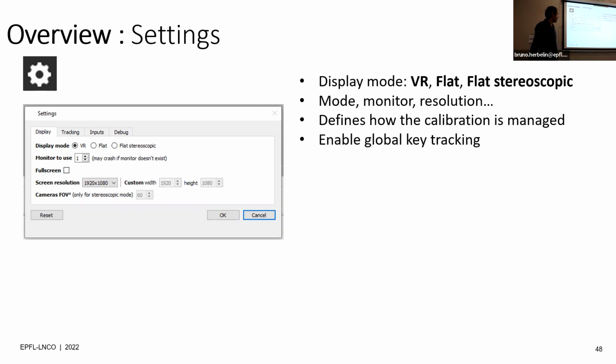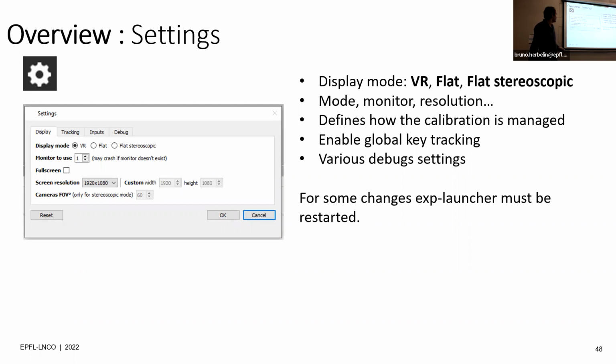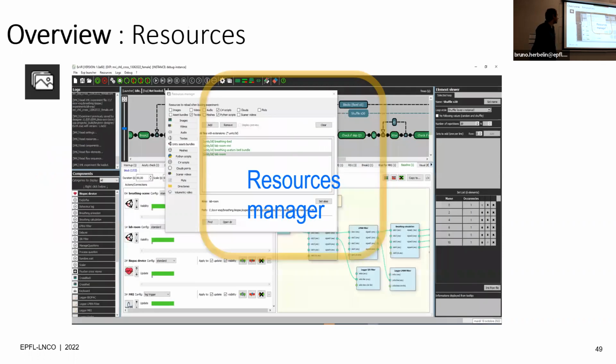You just need to be sure that the variation is configured. As I told you before, the global key tracking is a setting in debug, in inputs. I haven't enabled it by default because it's not an expected behavior to be able to log everything. It's more like a keylogger. For some changes you have to restart Experiencer using the red and green buttons to be sure, but most of the time you can just reload it.